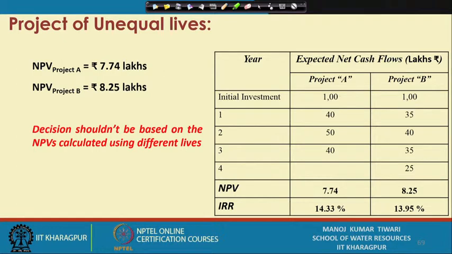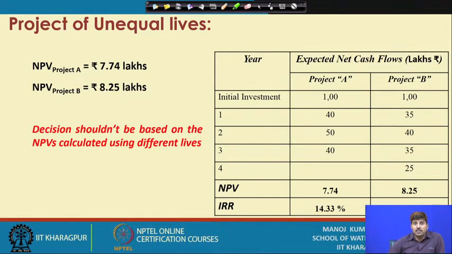For project A the investment is for 3 years, so the net present value is computed for a period of 3 years, and IRR is computed based on the cash inflows up to 3 years. In project B it is for 4 years. So, there is one additional time unit involved in project B, and that is leading to higher net present value, although the IRR is lower.